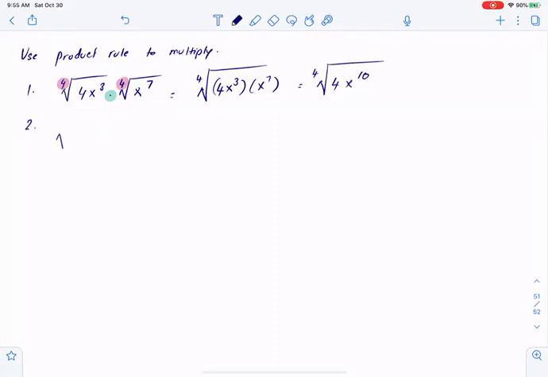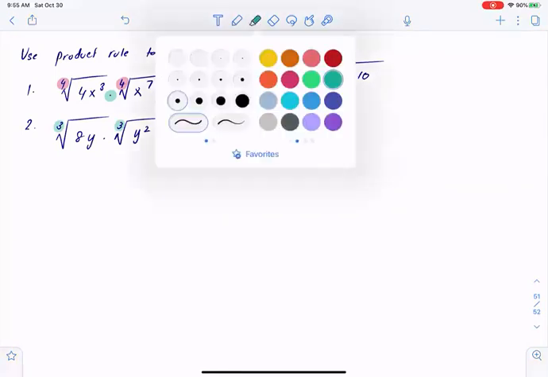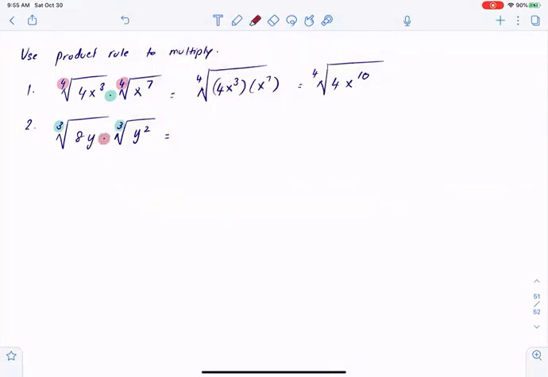In a similar manner, suppose I have two separate radicals. As long as the root matches and as long as I have a product there, I can combine them and put it under one root. So we would end up having 8y cubed.